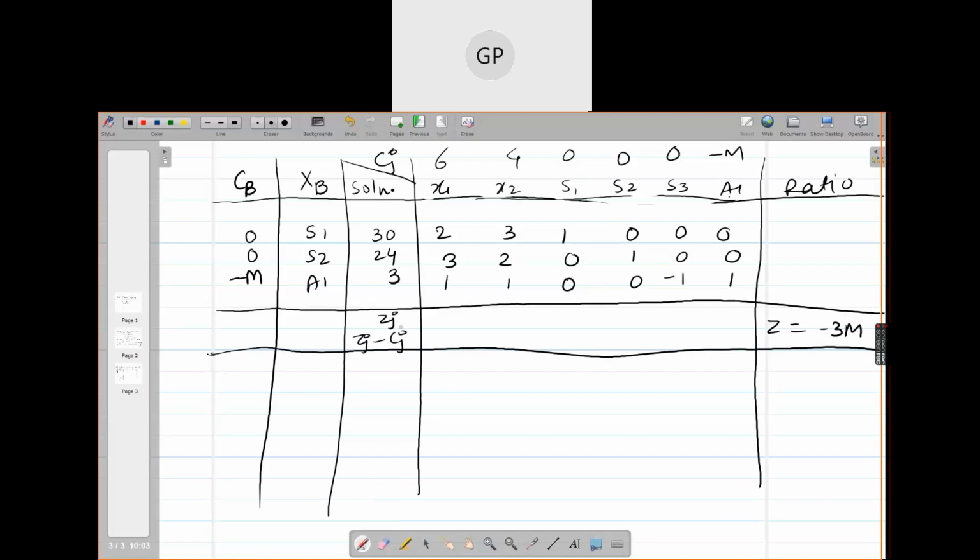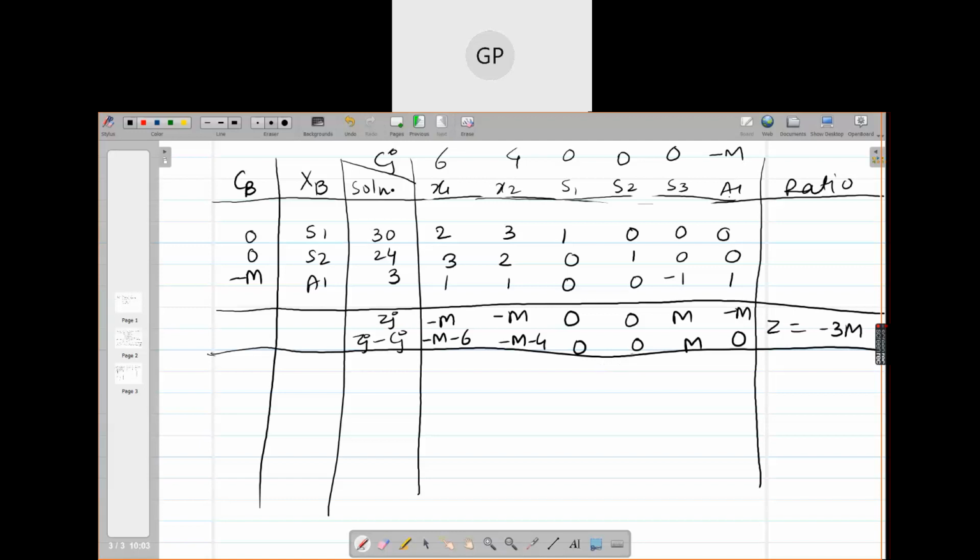Zj minus Cj. Okay, let us quickly calculate Zjs. Yeah, what is the first one? minus m, minus m, minus m, 0, 0, 0, plus m, minus m. Okay, minus m minus 6, minus m minus 4, 0, 0, m, 0. Okay, what do you observe here now? Which variables Zj minus Cj values are 0? S1, S2 and A1 because they are currently in the solution. So that has to be like that.